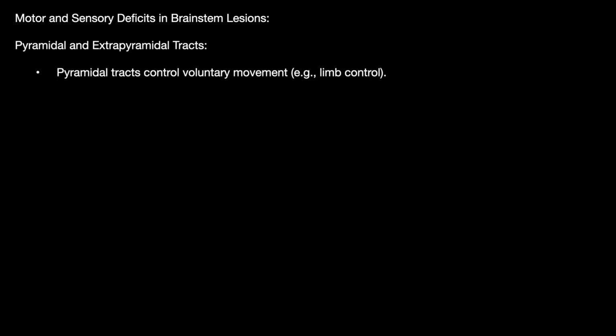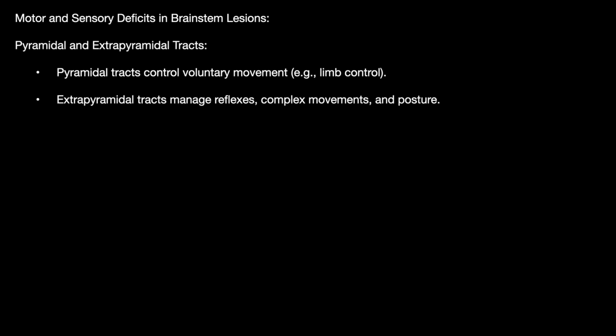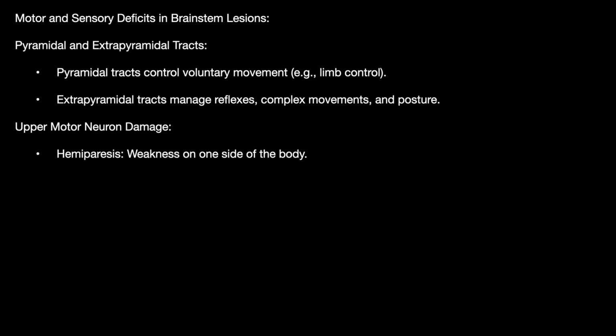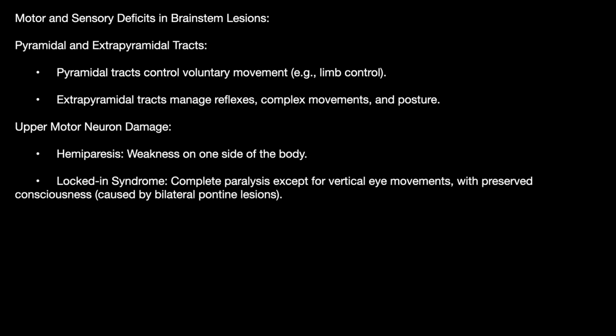So motor and sensory deficit in the brainstem lesions is mainly because of pyramidal and extrapyramidal tract involvement. The pyramidal tracts, as we already know, control the voluntary functions, they control our limbs. The extrapyramidal tracts manage our reflexes, complex movements, and our posture, basically the involuntary ones. The upper motor neuron damage can result in hemiparesis, which we see commonly in strokes, that is weakness of one side. Locked-in syndrome is a complicated thing where you get complete paralysis except for the vertical eye movement, which is preserved with preserved consciousness, which is caused by bilateral pontine lesions.